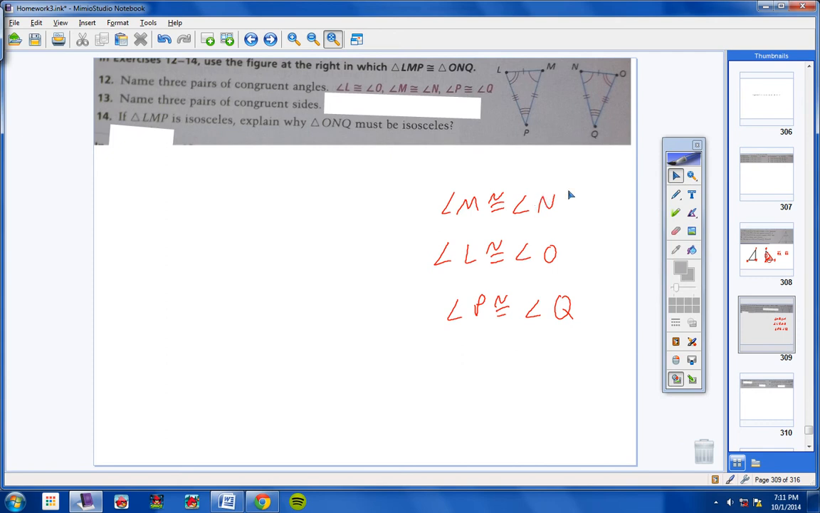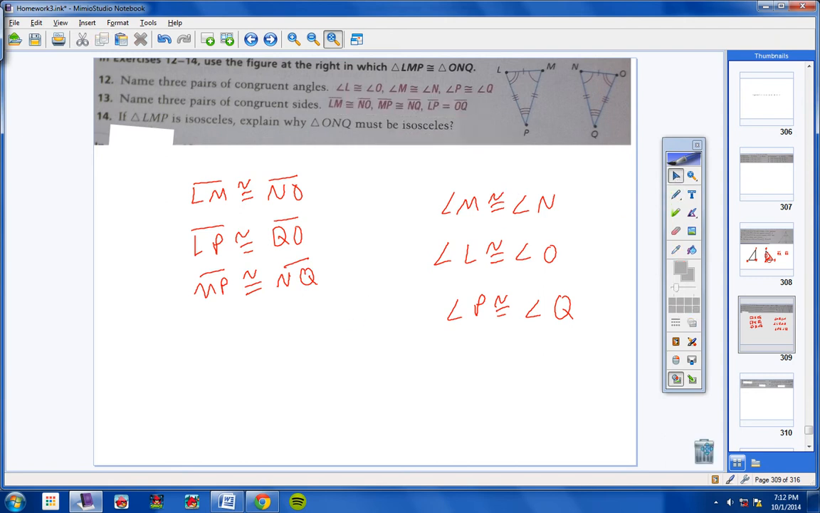Looks like we did. Next, it says to name 3 pairs of congruent sides. So, LM has 1 mark, and NO has 1 mark. Alright, let's see. LP has 3 marks, and QO has 3 marks. MP has 2 marks, and NQ has 2 marks. So there we go. There's your 3 sets of congruent sides.